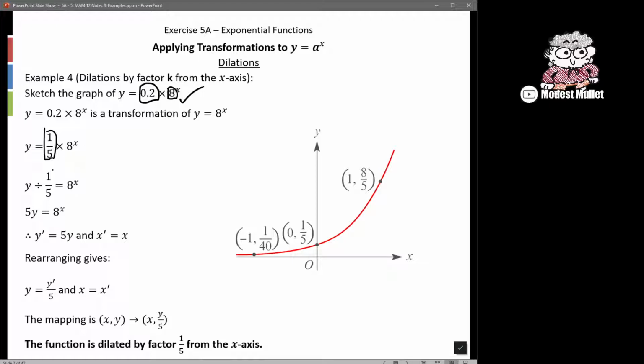Divide the right hand side by 1/5, divide the left hand side by 1/5 as well, and we get this situation where y is divided by 1/5. Now, how do we do a division by a fraction? Well, that's the same as multiplying by the fraction flipped. So that's going to be like that. And so we can get 5y is equal to 8 to the power of x. So that is now written in a form that everything's being applied directly to the x or directly to the y.